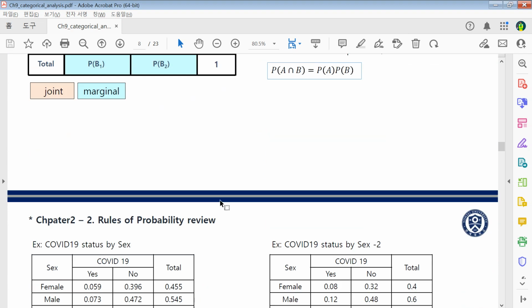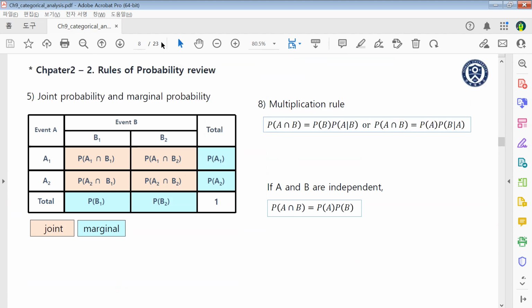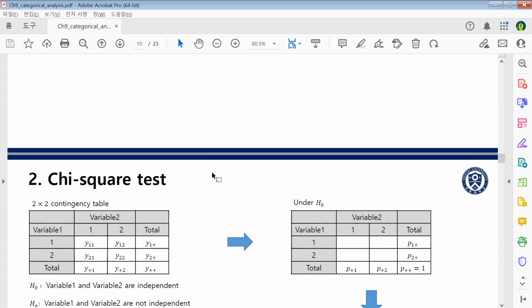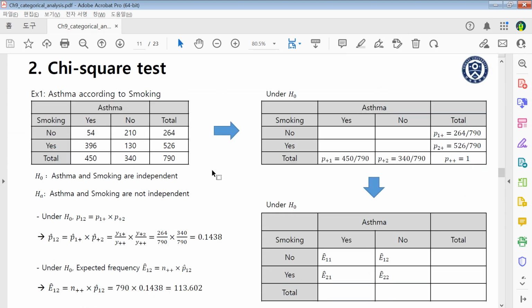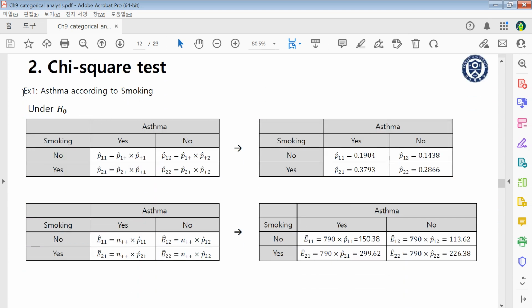So I will skip the theoretical part because this will be done by Professor Park, and we are going to deal with two examples in this lecture today. So the first is the ESMA data.